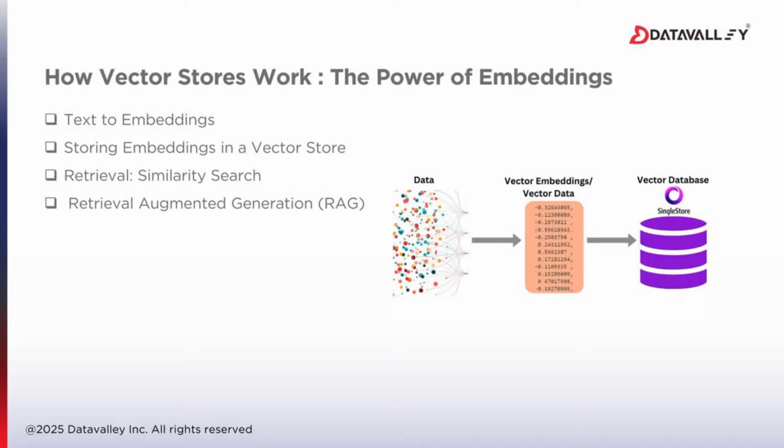First point is what it is doing is text to embeddings. Suppose whatever the data we have, it will convert that text to embeddings. As I mentioned here, text, we can take an image or video or whatever numerical data also. Whatever the data, it will convert into embeddings. So what do embeddings mean? These are numerical vectors. Numerical vectors means a list of numbers.